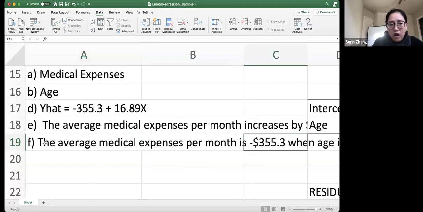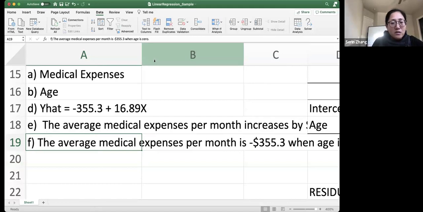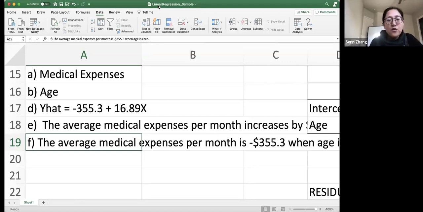I don't know this data in detail, but from this data anyway, the medical expenses is negative. So you will get some money, on average negative $355.3 per month.